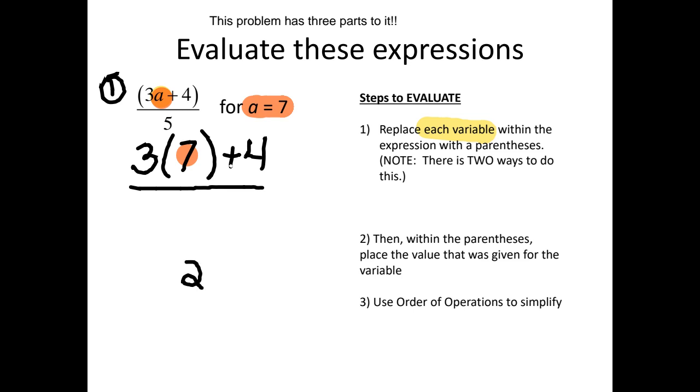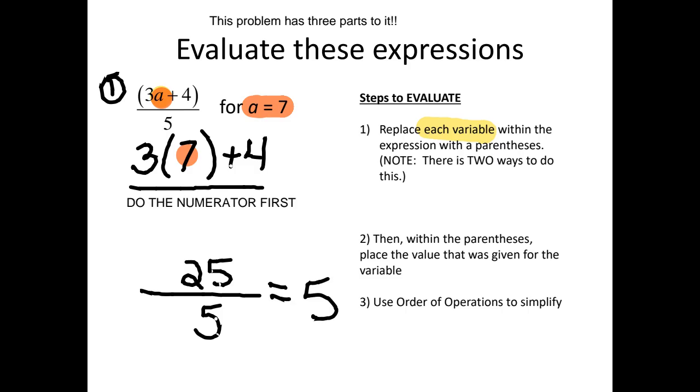Now, the denominator only has one number. That's 5. Okay, so to finish this problem, 25, with that bar in the middle means divide. Okay. That is going to equal our lovely number of 5. Because this symbol means divide.